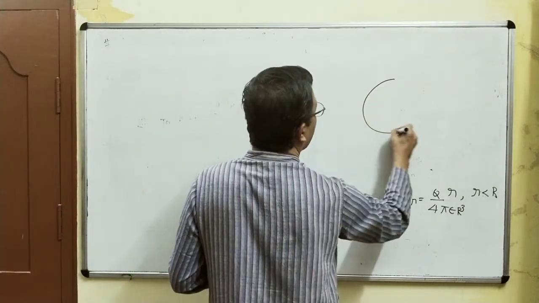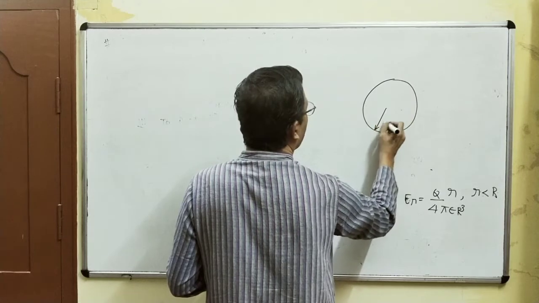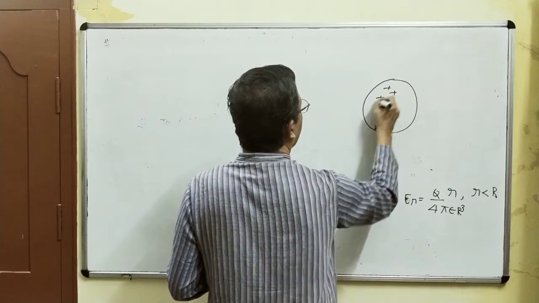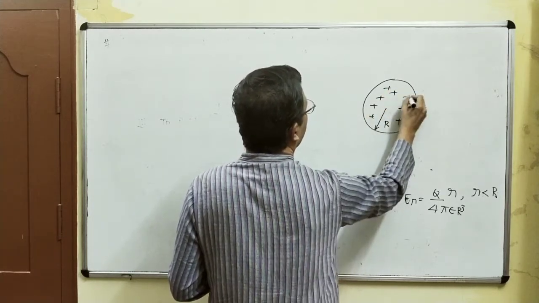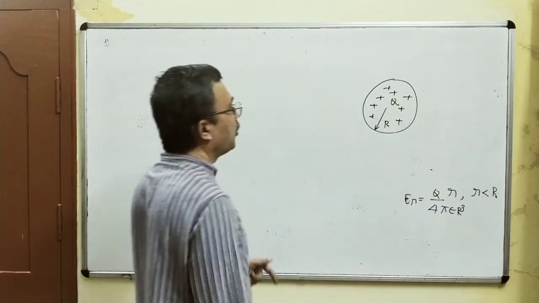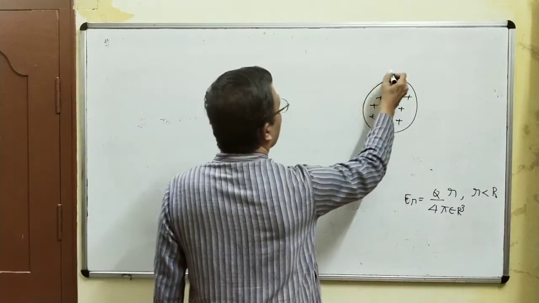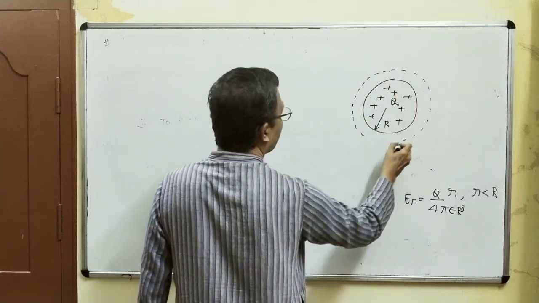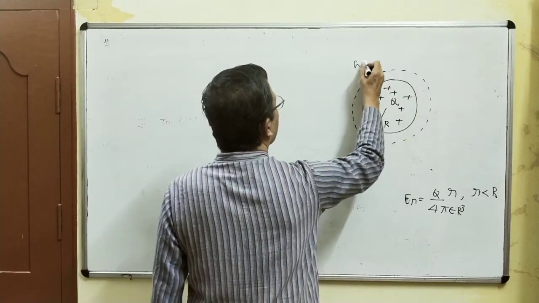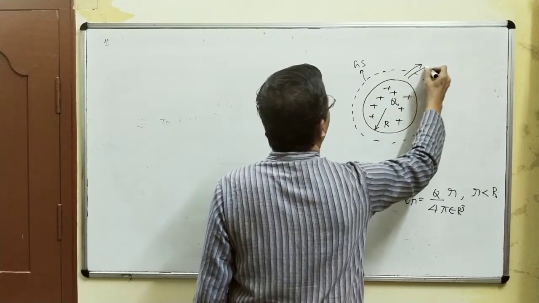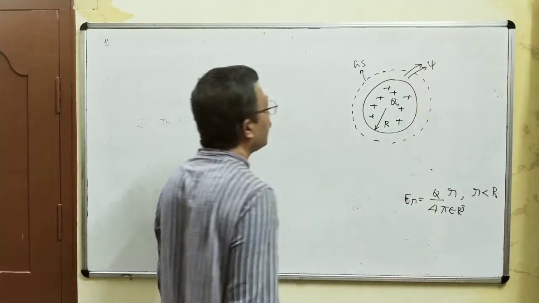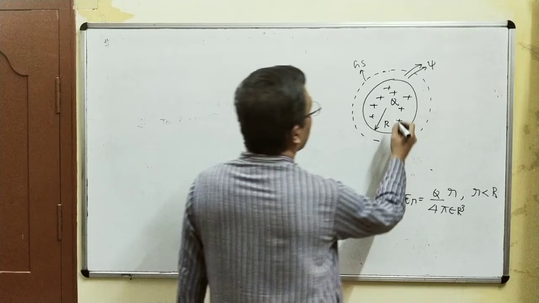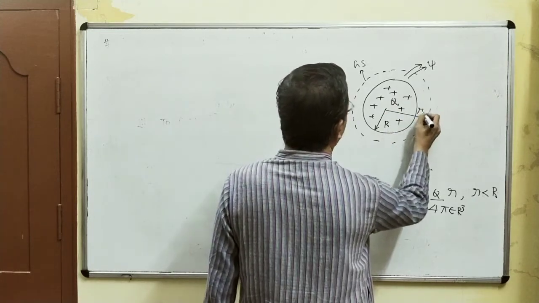This is the sphere of radius equal to r. The total charge distributed inside this sphere is Q coulombs. Now this is the Gaussian surface, abbreviated as GS. These are the flux lines coming out of the Gaussian surface. Radius of the Gaussian surface is r.